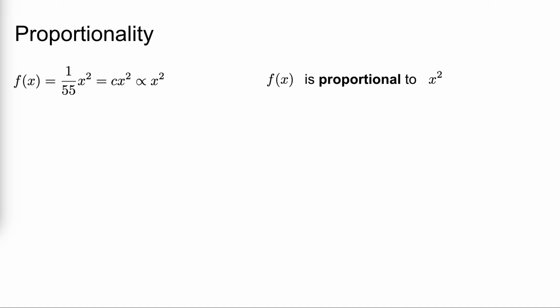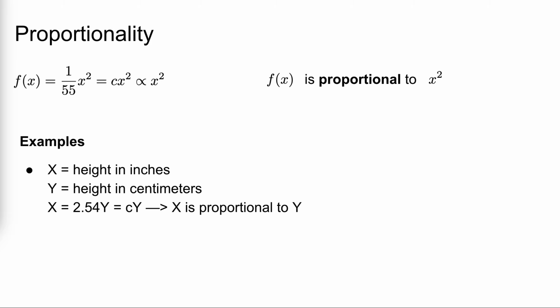To better understand the idea of proportionality in general, not just probability models, consider some examples. First, suppose we want to model a person's height. Let x be the height in inches and y be the height in centimeters. So x and y are both measuring height, just on different scales. Specifically, height in inches equals 2.54 times height in centimeters. That is, x equals some constant c times y. Thus, x is proportional to y.